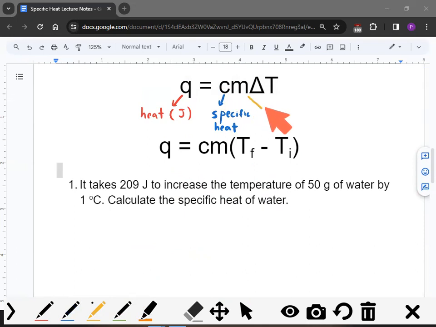All right, let's go to M. M is pretty easy. Okay, it's mass. And if you guys remember from the previous units, we always measure mass in grams.